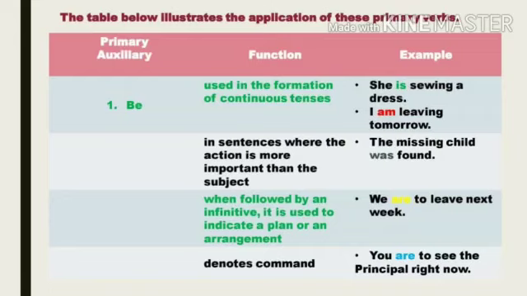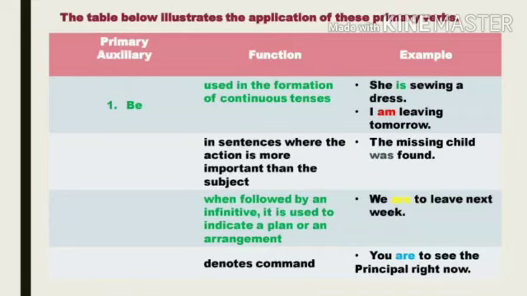The table below illustrates the application of these primary auxiliary verbs. We have learned that is, am, are, was, and were are the forms of the auxiliary verb be. Now we are going to learn the function of these five auxiliary verbs. These are used in the formation of present continuous and past continuous tenses, like, she is sewing a dress. I am leaving tomorrow. Both these sentences are in present continuous form.